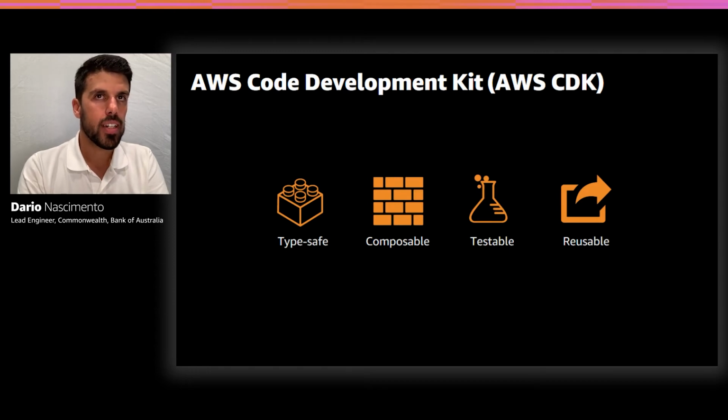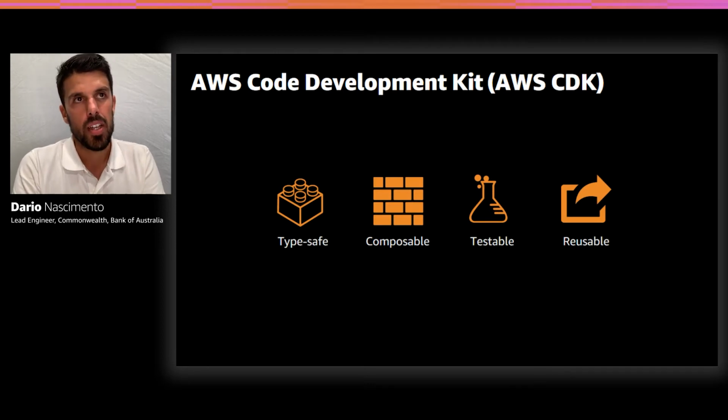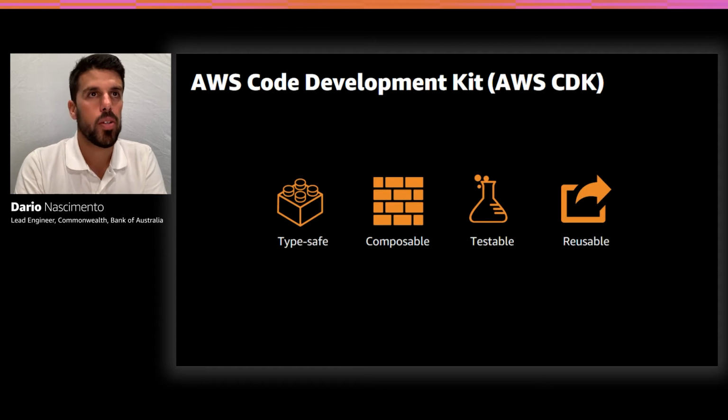TypeScript modules and classes are type-safe, and can be extended and composed to create complex AWS resource patterns, for instance, Lambda or API Gateways. These patterns are testable and reusable because developers can publish their CloudFormation templates as NPM modules, and organizations can even build libraries of patterns for themselves.